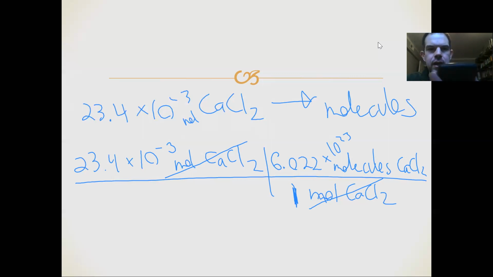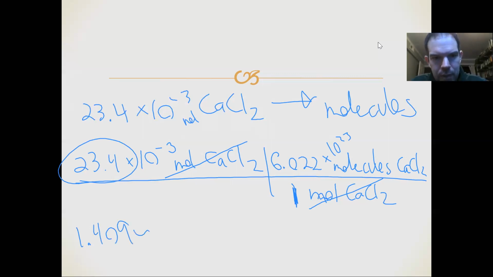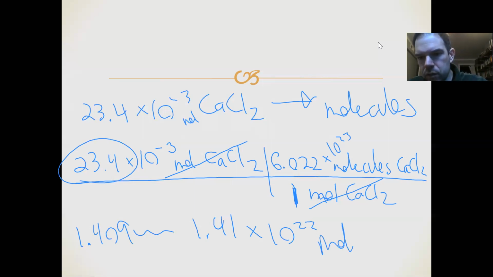Okay. And it looks like we need 3 sig figs. So mine comes out longer. It comes out 1.409, and so on. But I'm going to round at 3 sig figs, which would be 1.41. And then the exponent is times 10 to the 22. Okay. So given that, that's my number of molecules of CaCl2. So hopefully that helped.